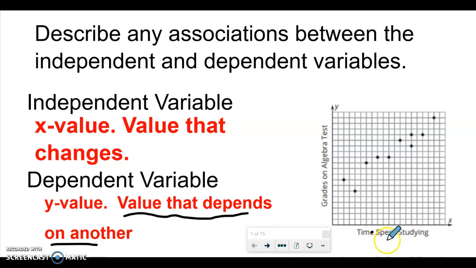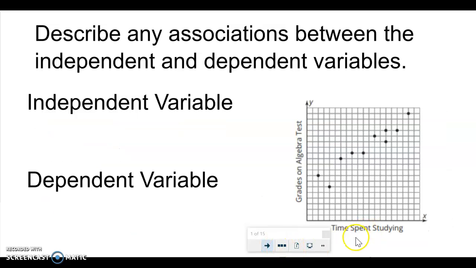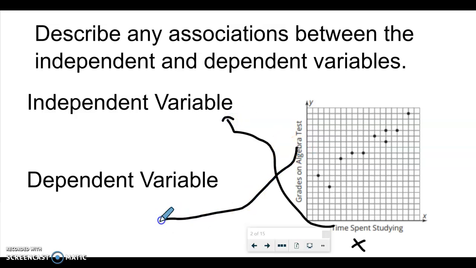So one of the things that you guys are going to be asked to do in the questions below is identify what the dependent and independent variables are. So in this case, the time spent is your independent variable because it's your x value, and then the grades on the test would be your dependent variable.